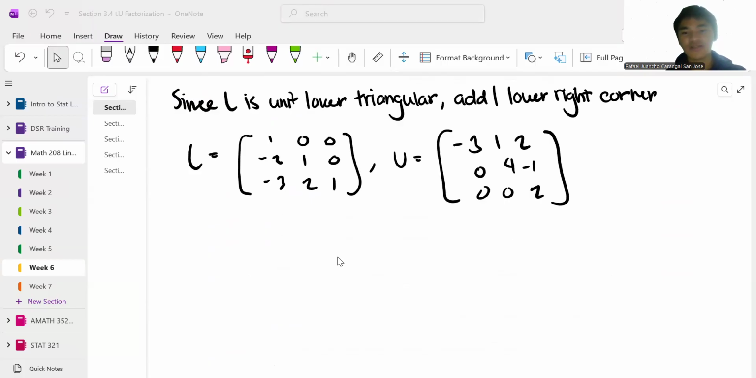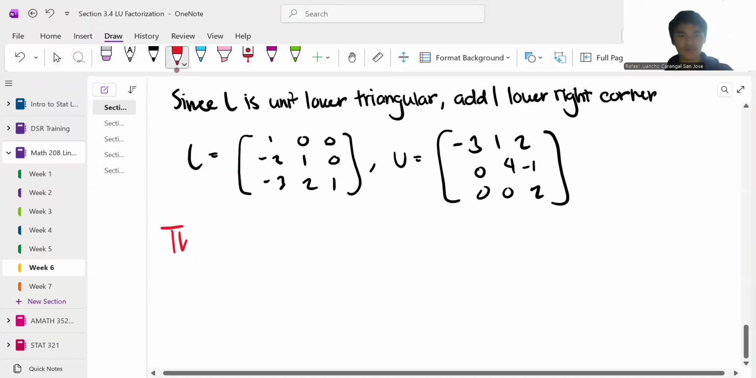Not all matrices have an LU factorization. There's a theorem that gives a condition that will ensure such a factorization exists. Okay. I kind of don't want to go through this, but it's okay. So let's go through the theorem here.